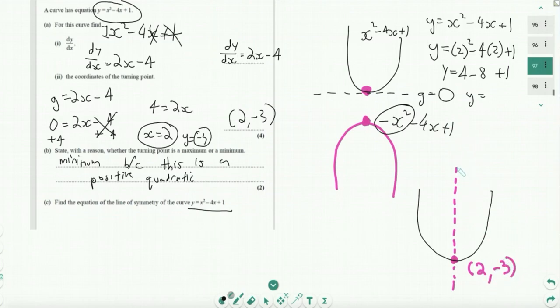Now, our line of symmetry is a vertical line. All vertical lines start with x equals, okay? And since our x value is 2, our line of symmetry will be x is equal to 2. And that is our line of symmetry.